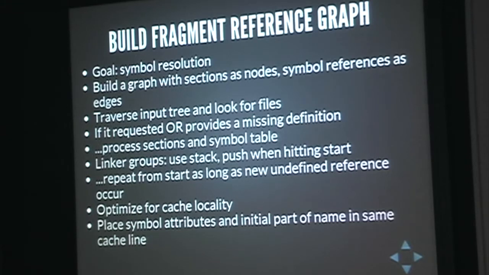So what it does is it traverses the input tree and looks for files. Most importantly, of course, object files, but linker archives, for example, have similar behavior. It's important to check whether this file was either requested by the user or it provides some symbol definition we are currently missing. So in either case, we want to include this for the further processing.